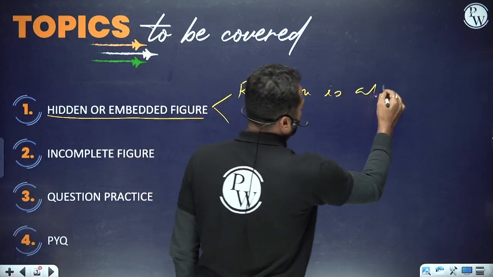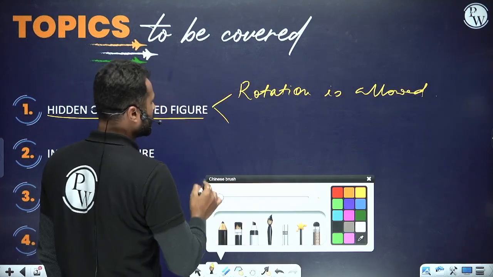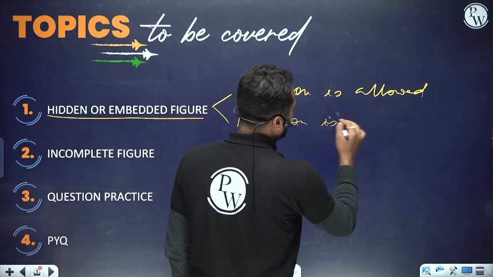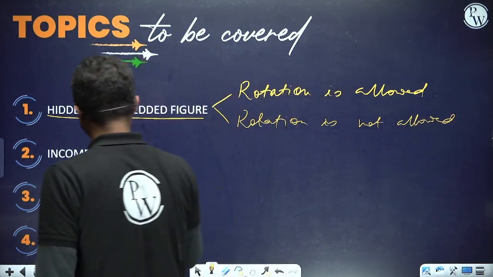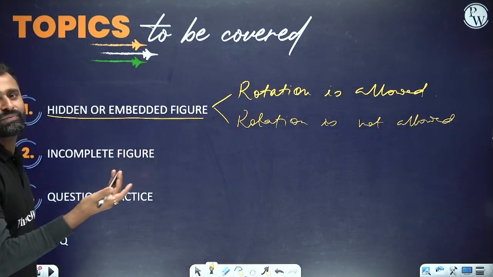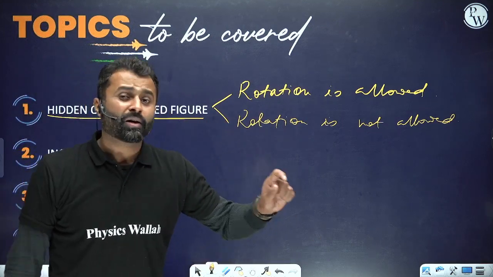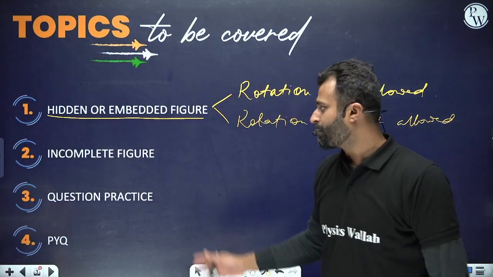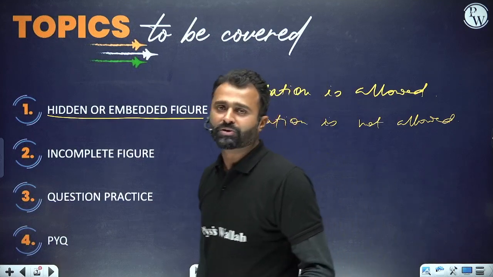Rotation is allowed. And second would be rotation is not allowed. Okay. Second one is incomplete figure. You will have a structure. You will have four options. You need to find which of the option would be the best fit to that. Then we'll go for questions practice of both. And then obviously some previous year questions for your examination.